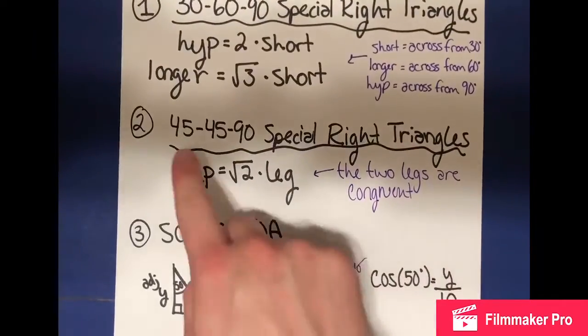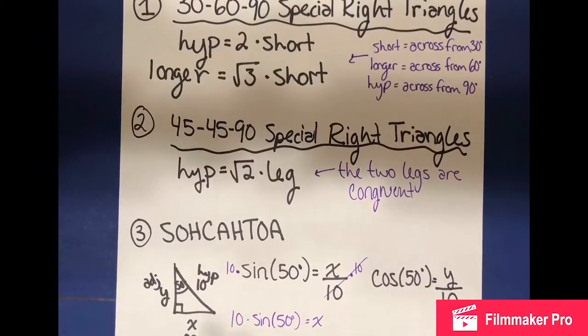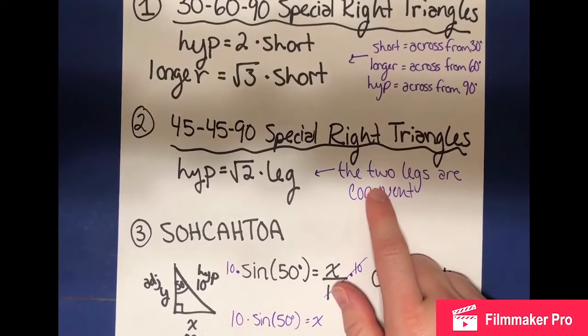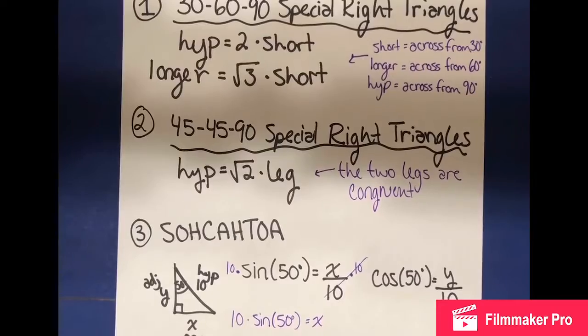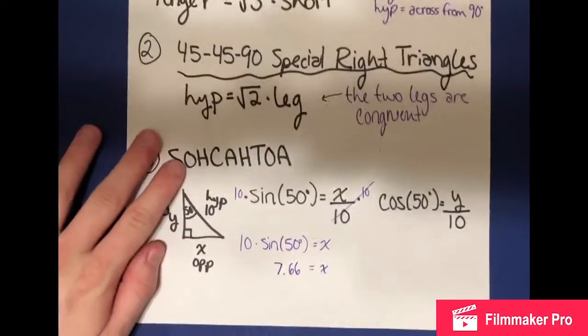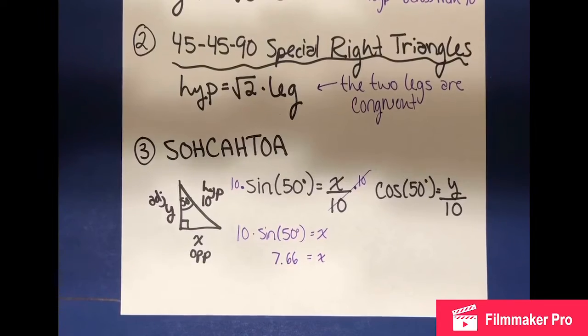The next one is 45, 45, 90. It's just one formula. Reason why is because the 2 legs are congruent, and it's hypotenuse equals square root of 2 times leg. The last thing is our SOHCAHTOA. So yet again, we can use that for our right triangles.